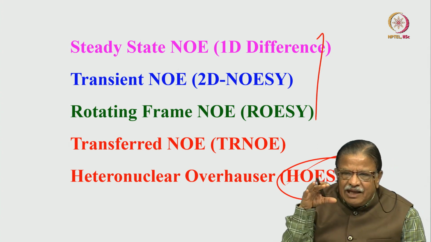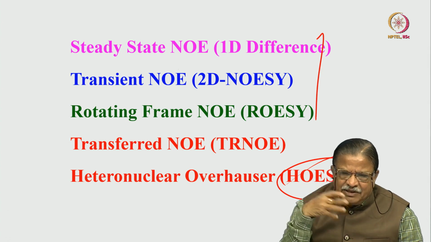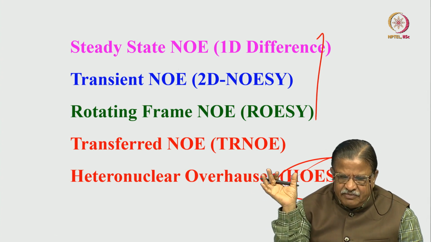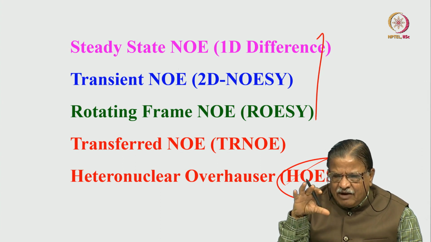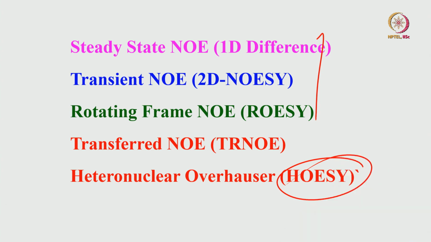We will see quickly a couple of them, how it works. The conceptual understanding of NOE remains the same. There is not much of a difference, but small experimental modifications will be there. And what will happen in each of these experiments? Quickly we will see a couple of examples.